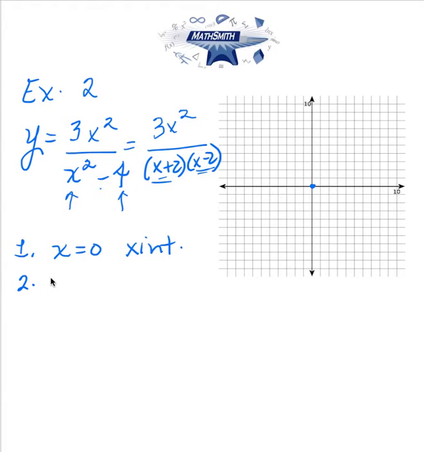So I've got vertical asymptotes where? Well, at x equals -2 and x equals +2. So I have 2 of those. So if x equals -2, x equals +2, I have 2 vertical asymptotes, and you probably just want to kind of sketch those in right there.